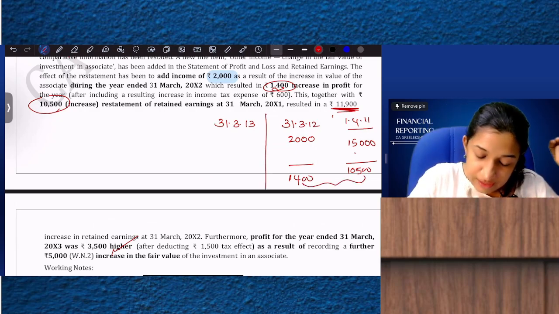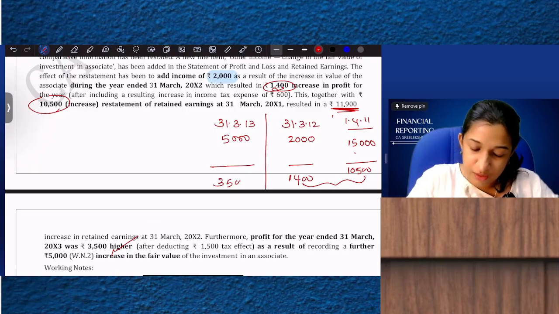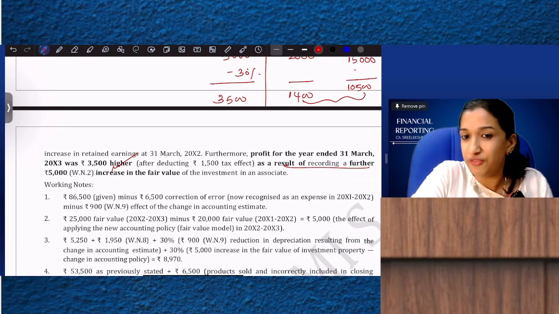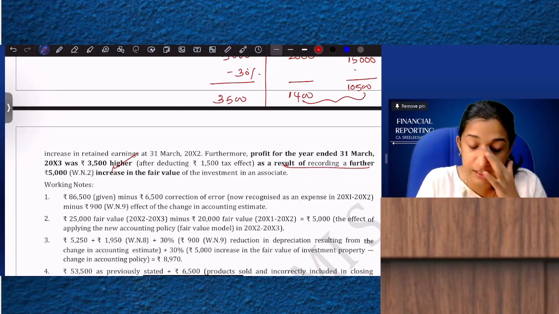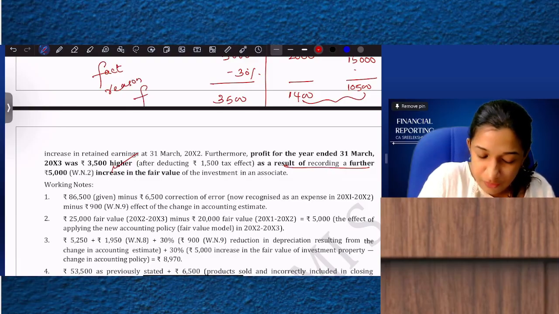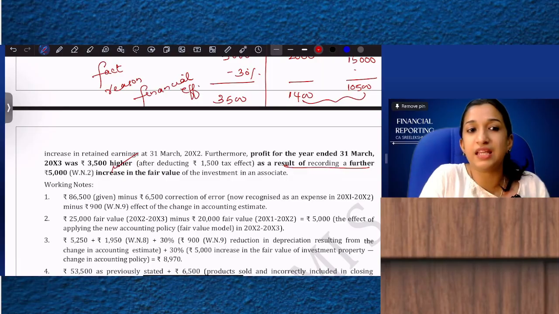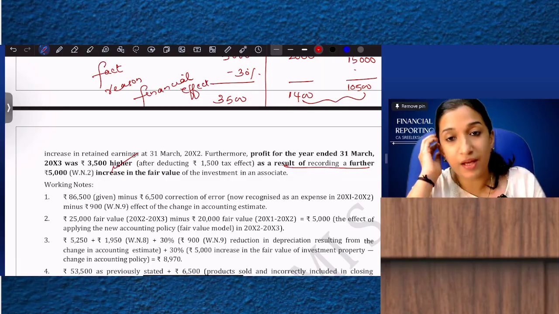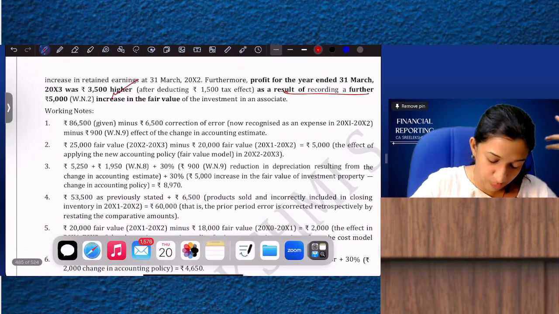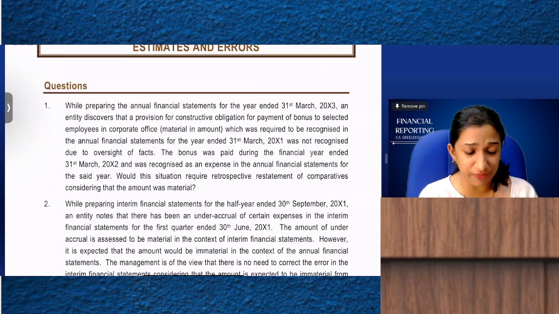Current year it has increased by 5,000. After tax impact is 3,500, after the 30% deduction. If there is a change in accounting estimate or policy, we'll write the fact, what is the reason for change, and what is the financial effect. Preferably after tax effect will be disclosed. Are you clear?